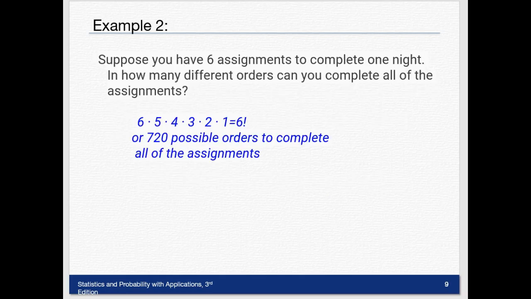All right, suppose you have 6 assignments to complete in one night. How many different orders can you complete all these assignments? Well, it's just a factorial. So you just do 6 times 5 times 4 times 3 times 2 times 1, because you have 6 assignments to start off with. Once you've done 1, then you only have 5 to choose from, and then 4, then 3, then 2, and so on. So it's just a factorial. And if you multiply that out, you get 720 possible orders to complete all of your assignments.